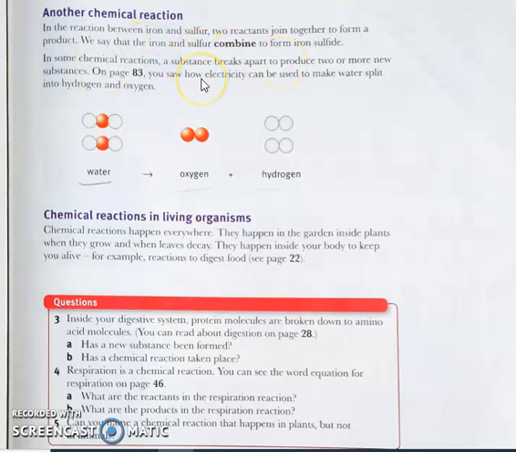In other chemical reactions, substances break apart to produce two or more new substances. അല്ലെ, ഒരു സബ്സ്റ്റൻസ് തന്നെ ഉണ്ടാവണമെന്നില്ല, ഒന്നിൽ കൂടുതൽ സബ്സ്റ്റൻസസ് ഉണ്ടാവാം. We saw how electricity can be used to split water into hydrogen and oxygen. അവിടെ അപ്പോൾ രണ്ട് ന്യൂ സബ്സ്റ്റൻസ് ആണ് ഉണ്ടായത്. Okay, so here the water has split to form oxygen and hydrogen.